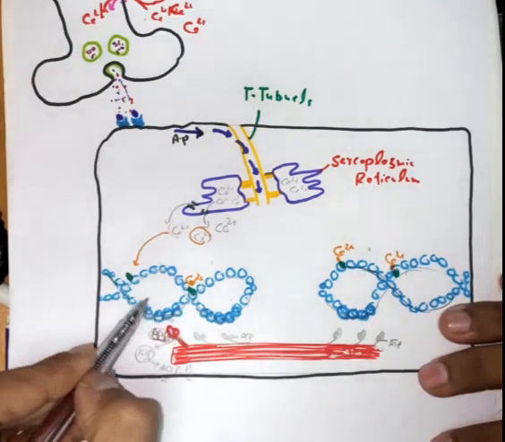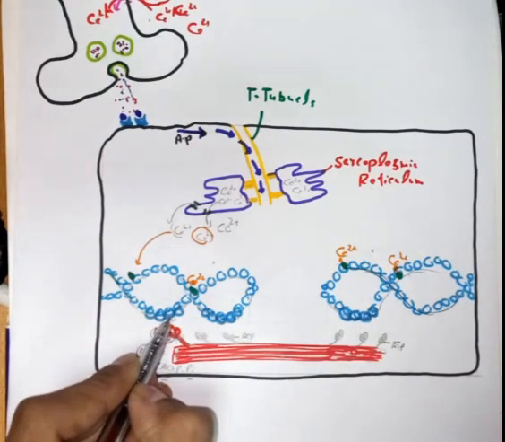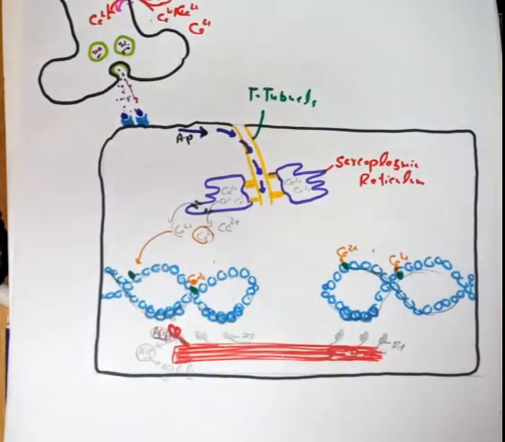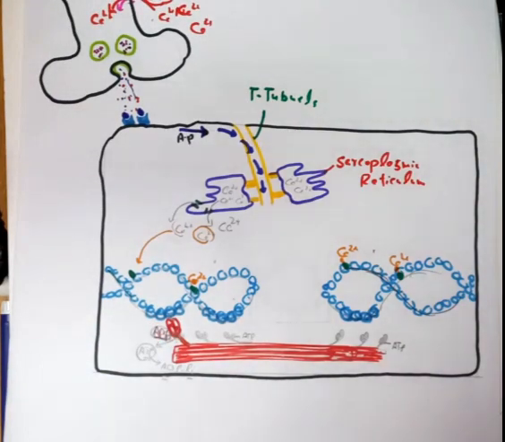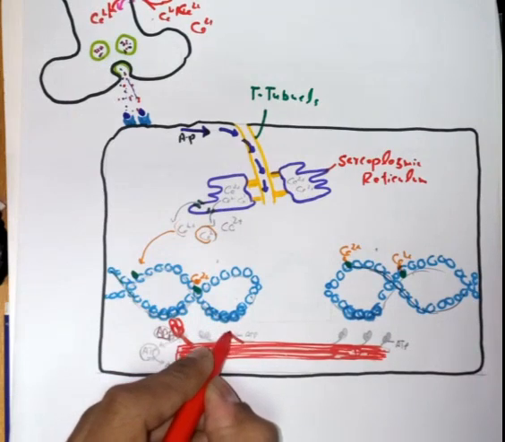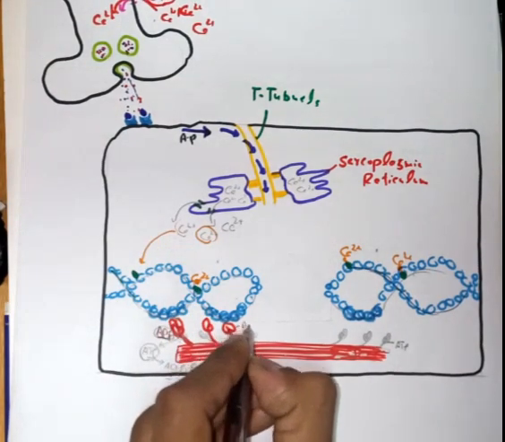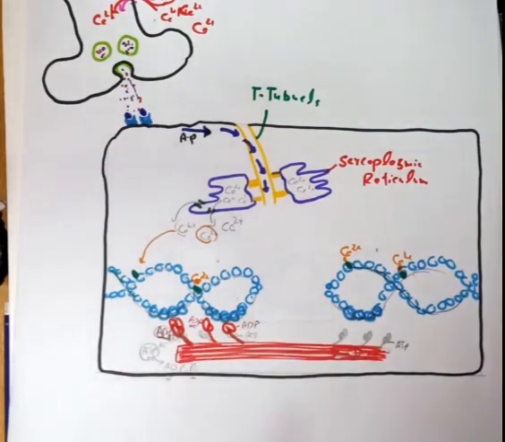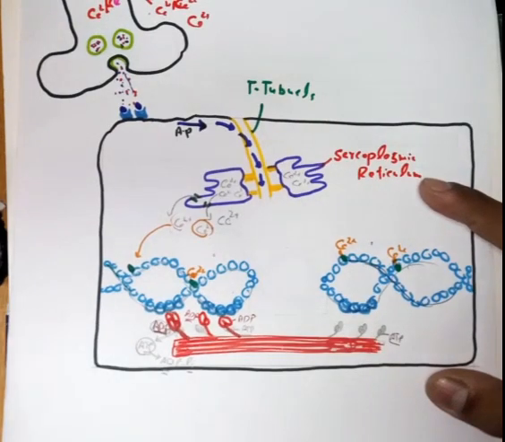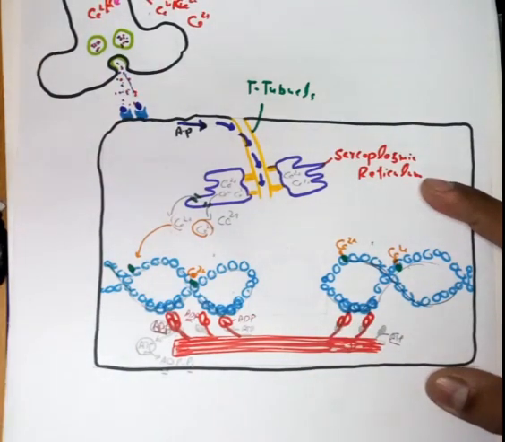Similarly, this tropomyosin has also been lifted up and the active site of actin has been exposed. Now the bonding between the myosin head and actin molecule will take place. Similarly, this ATP will be hydrolyzed to ADP, and now ADP is attached. ADP is attached with this molecule as well, not ATP, because ATP has been hydrolyzed. Initially it was ATP, but after the hydrolysis of ATP, ADP will be attached.